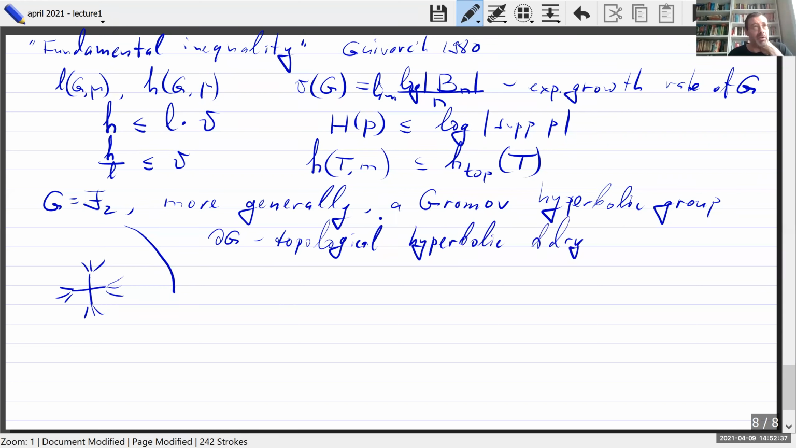Okay, in this situation, there is a natural metric on this boundary, which is defined in the following way. Suppose that we have two boundary points, then the triangles on our tree look like this. They're not triangles, they are actually tripods. If we start from the identity, then the geodesic rays coincide up to a certain point, and then they diverge.